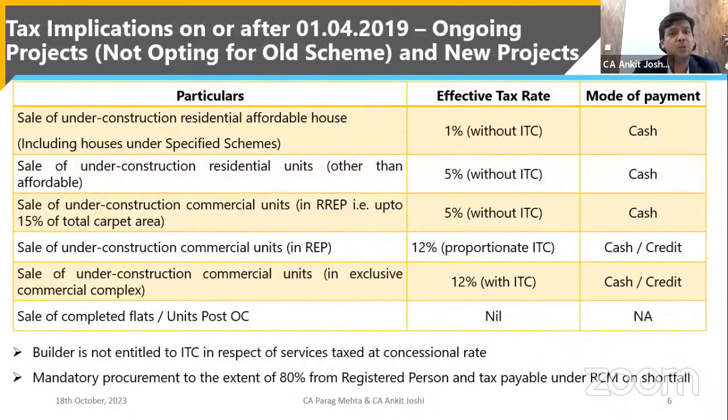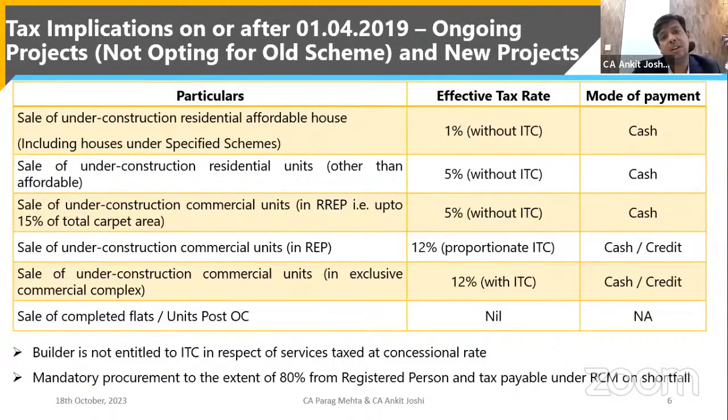However, what will happen if you follow the new scheme? In the new scheme, if you are going for a sale of an under construction flat which falls under affordable housing, then you need to charge 1% of GST, and again no ITC will be available. In case of residential units other than affordable housing, it will be 5%.